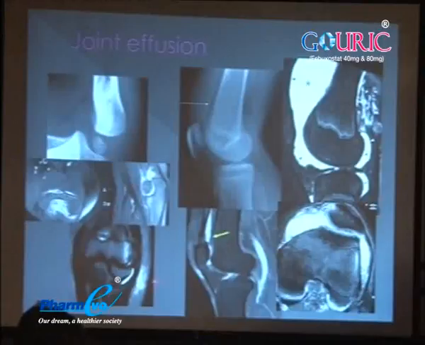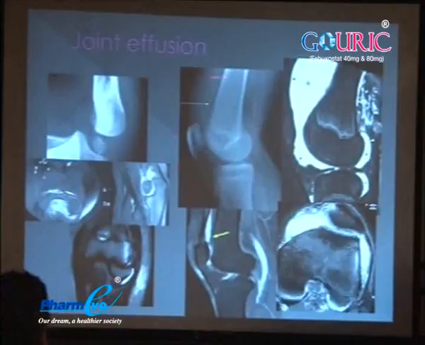posteriorly and anteriorly, and a little bit of effusion seen around the radial head. Same thing on a knee. That is the elliptical soft tissue density here, which is really fluid in the prepatellar bursa. See how beautifully you can see it on the MRI.